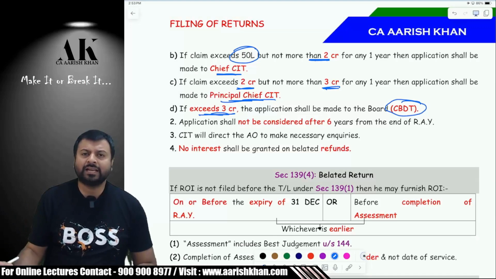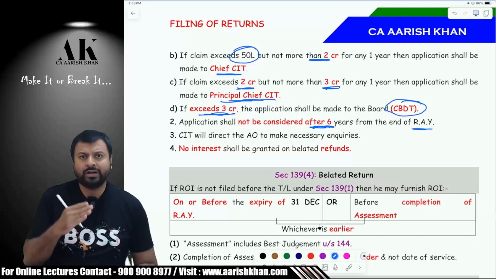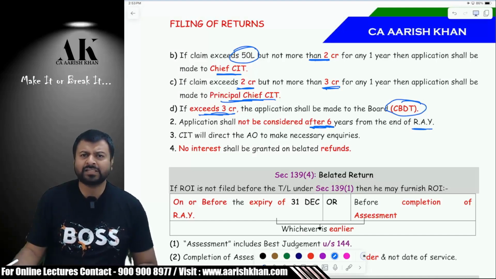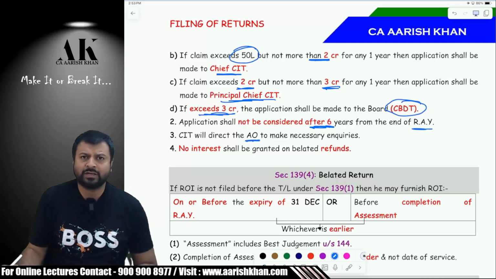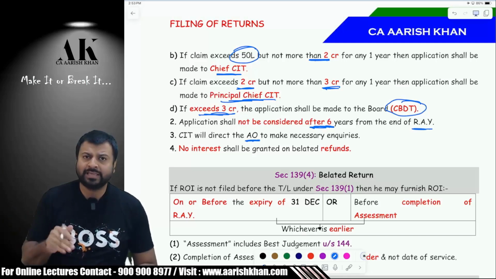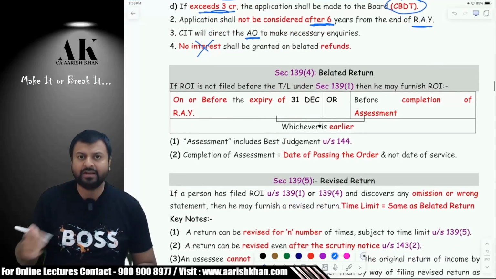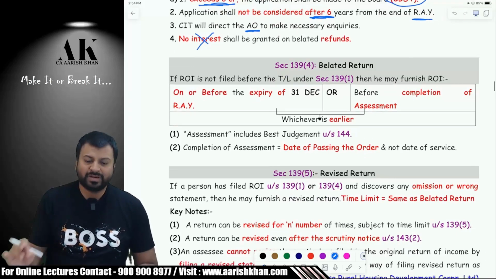For how many years I can make application? You can make application till 6 years from the end of the relevant AY. Whatever is the relevant AY, you can make application within 6 years from the end of that relevant AY. Okay. Then you will make an application to CIT, principal CIT. They will forward your application to AO, and AO will make necessary inquiry. And in case of refund, they will give you the refund also. In case of loss, they will give you the loss to be carried forward also. And in case of refund, please don't ask for interest. You are not going to get any kind of interest on the refund amount. Okay. I hope it is clear to all of you.